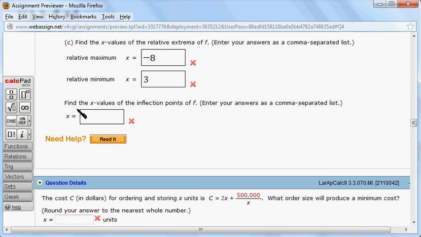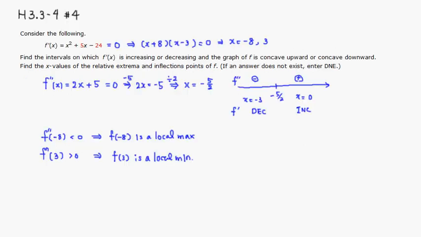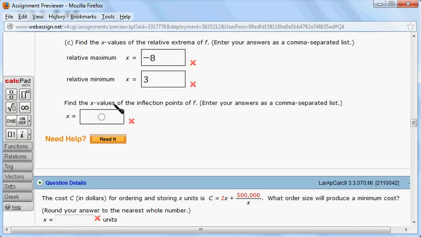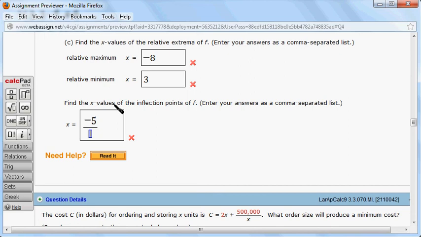And find the x value of the inflection points of f. So then I have to look at the second derivative here and here. You can see that the second derivative negative means that the original function is concave down, and the second derivative positive means concave up. So you can see that there is going to be an inflection point at negative 5 over 2. So go over here, and it's negative 5 over 2.